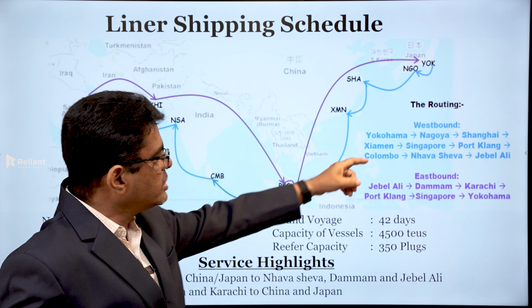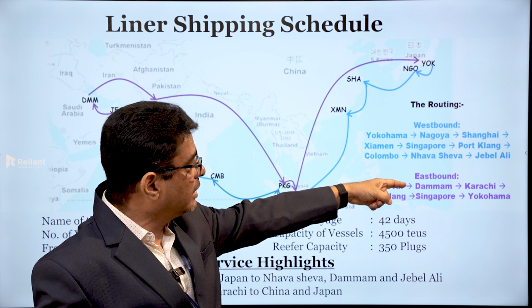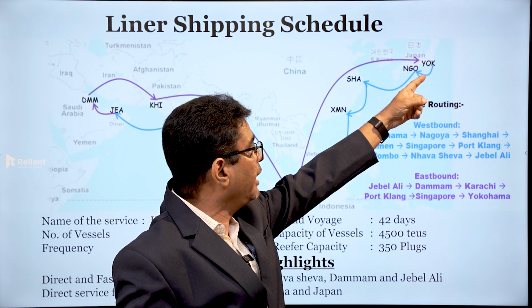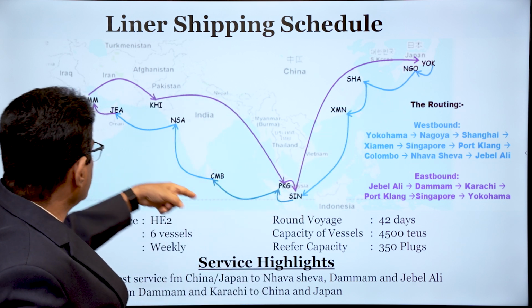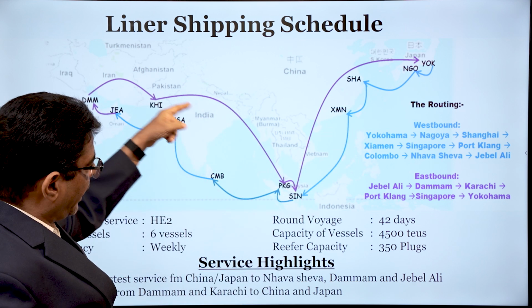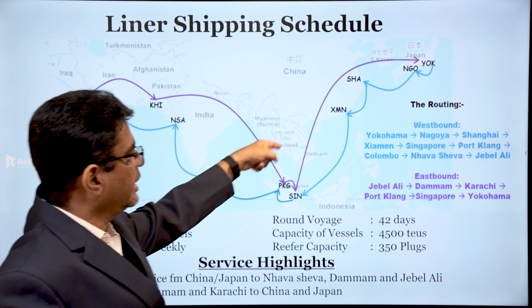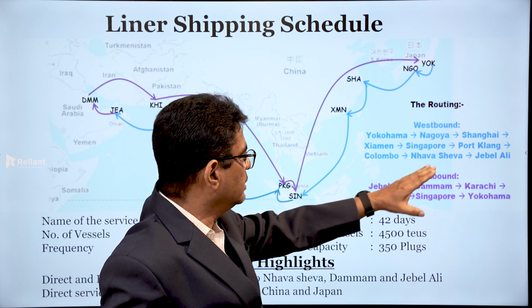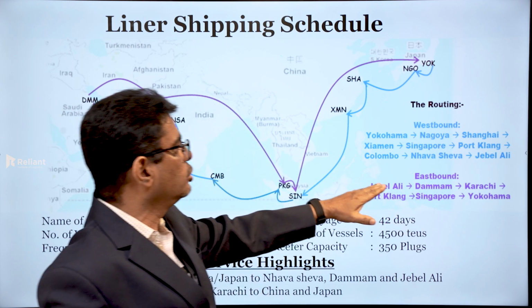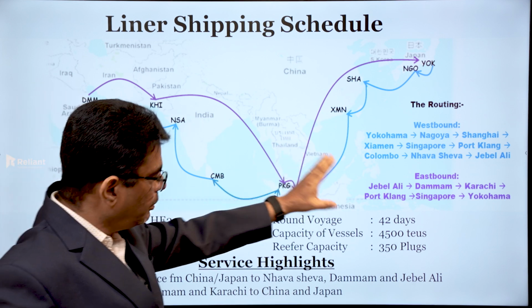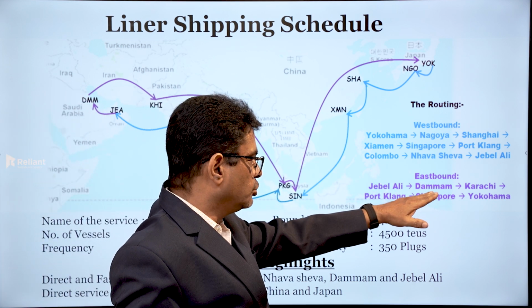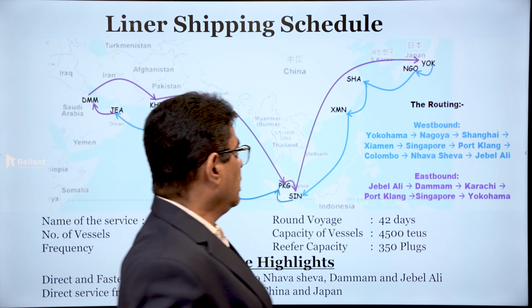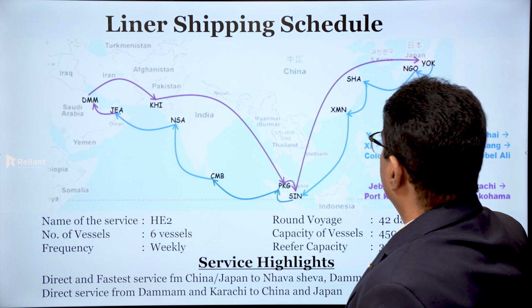So there are 2 legs in the service. There's a westbound leg and there is an eastbound leg. The westbound leg is the first leg, that is the service that starts from Japan, Yokohama, Nagoya. Then it returns back, and that return leg is called the eastbound leg. The westbound leg has a different pattern of ports, but that doesn't mean that the eastbound leg should be the same. The ship owners can decide the ports of call for the eastbound leg. It doesn't have to be the same. So this is the liner shipping schedule.